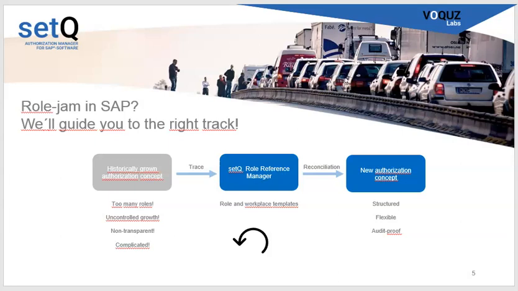So once we've created the trace and referenced the roles, we can then set up a workplace set of templates, which then can be reviewed by the various departments, and we can then perform a reconciliation of the roles and create a new authorization concept. This new authorization concept ensures that your roles are complete and transparent, and that the authorization concept is flexible and audit-proof.